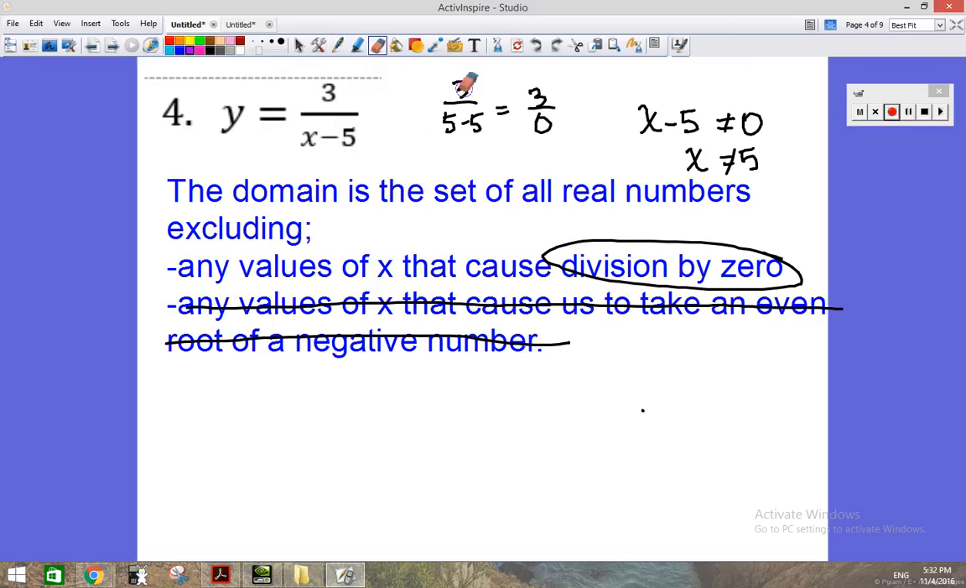So if we were writing our pair, our relation, our x and our y, we'd have 5, but we wouldn't have a y value to write here because it's undefined. So therefore, we have to throw 5 out of the domain.